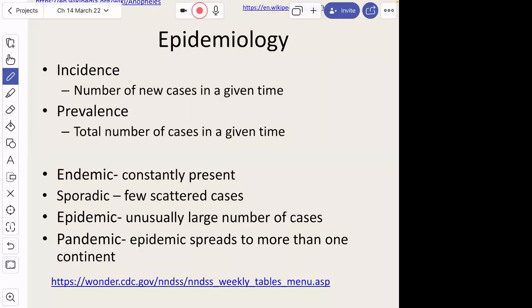So some terminology that we use when we're trying to describe how diseases occur. Two that are related here are incidence and prevalence. The incidence is the number of new cases of some disease at some given time. And then the prevalence is the total number, so the new and the old at any same given time.